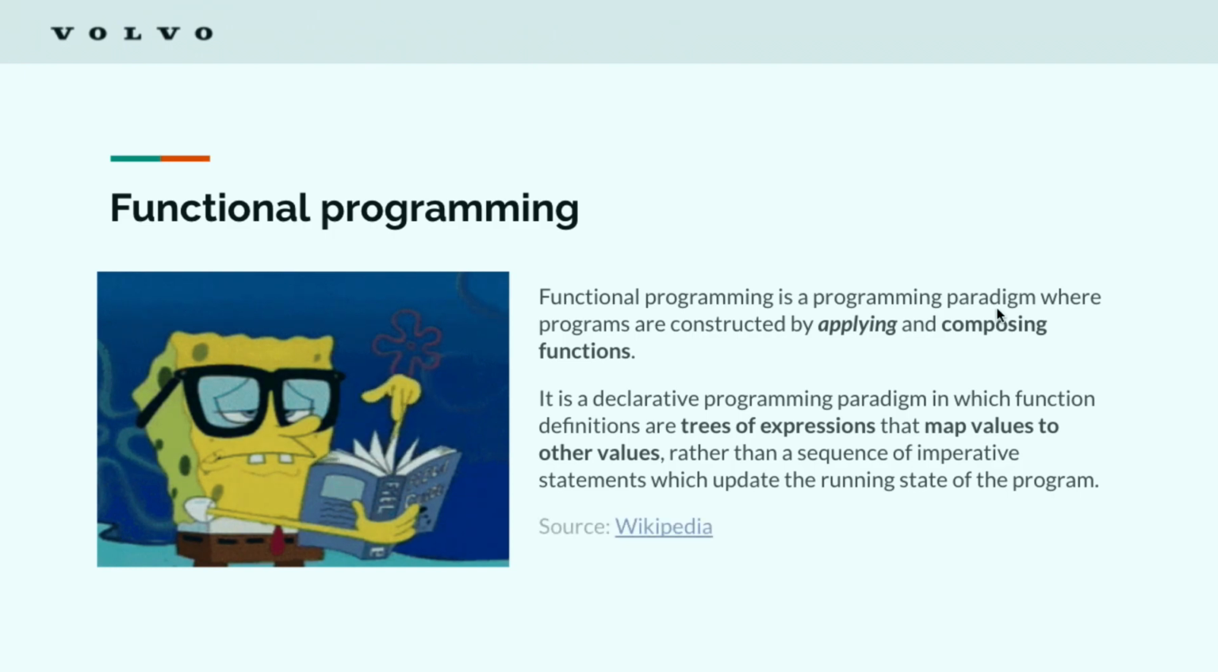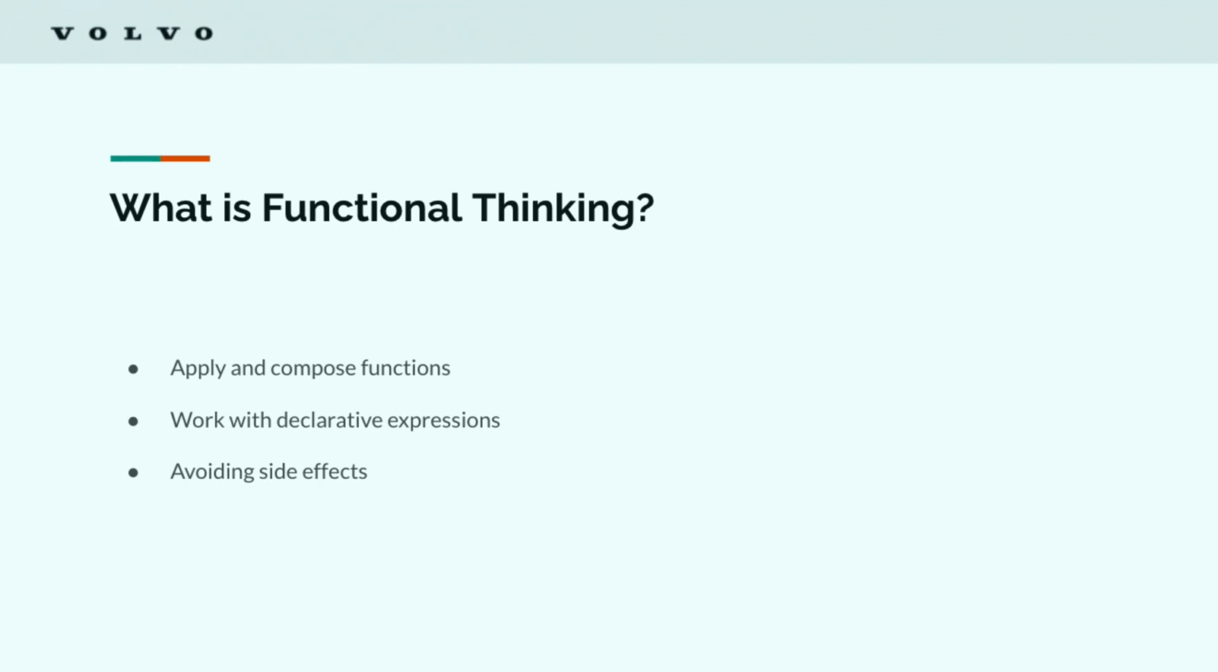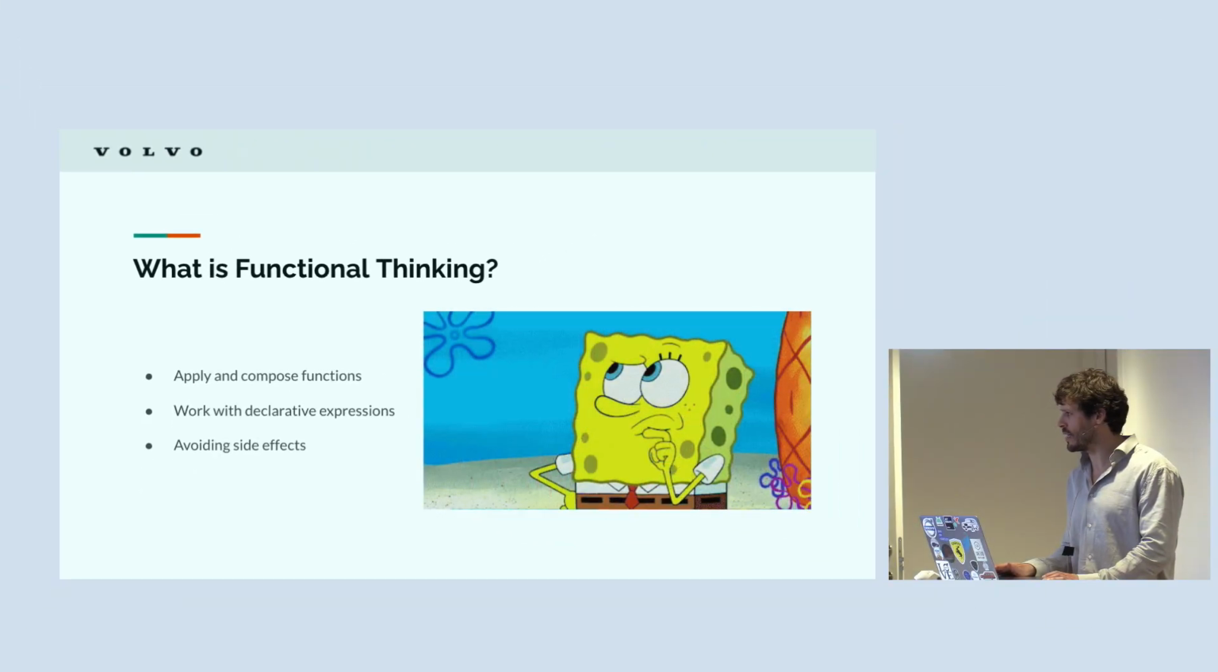So here we can identify application and composition of functions, declaring expressions that map values to values, and avoid side effects or avoid changing the state, right? So yeah, apply and compose functions, work with declarative expressions, avoid side effects. If we apply this concept, we could say that somehow we are applying functional thinking. Pretty straightforward, right? But what does that really mean on our code base? How do we apply this to our solutions, right?